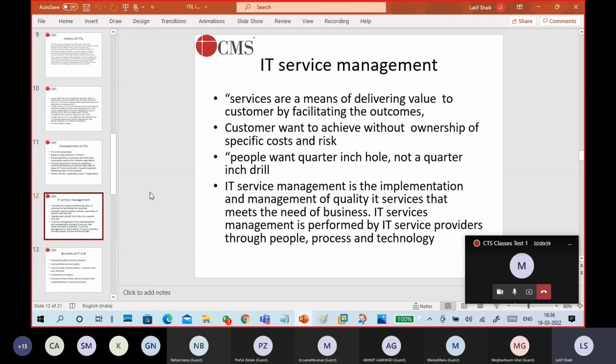So once again, ITSM. Services are a means of delivering value to the customer by facilitating outcomes. It means ITSM, IT service management, is about how you give a service to the customer, how the customer will get a service. You are delivering a service value to the customer. Keep that in mind in ITSM. In ITSM, the customer wants to achieve outcomes without ownership of specific cost and risk.